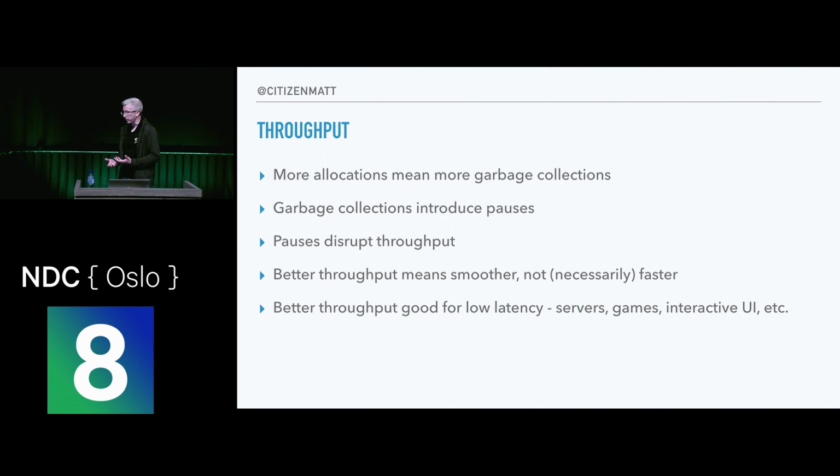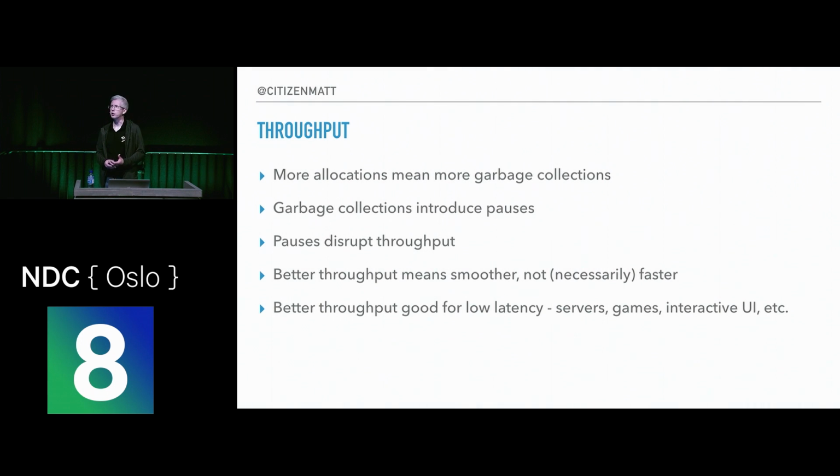If we're talking about throughput, the idea is that more allocations mean more garbage collections. More garbage collections mean more pauses, and pauses then disrupt the throughput. And if we improve our throughput, this gives us a smoother experience. Not necessarily faster, but it usually does equate to the two. We're having fewer pauses, fewer interruptions, and things run smoother, and therefore they're usually faster.